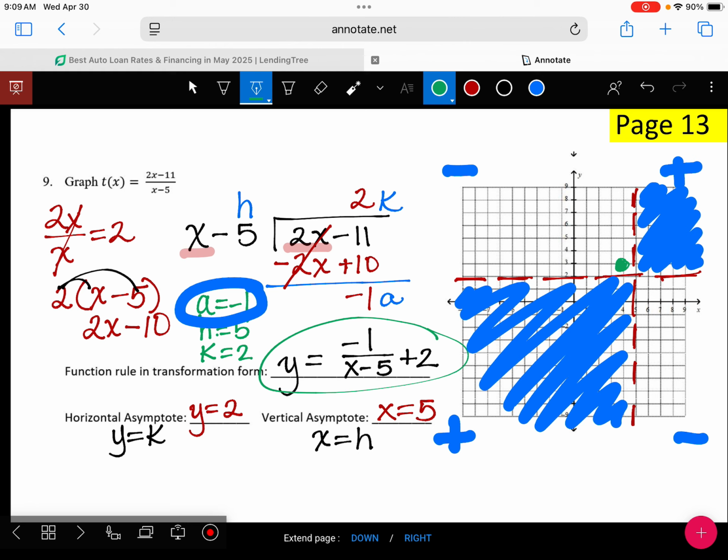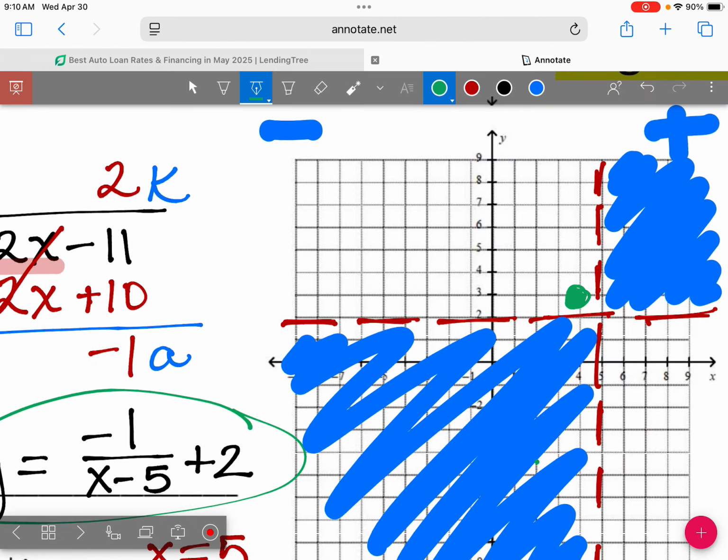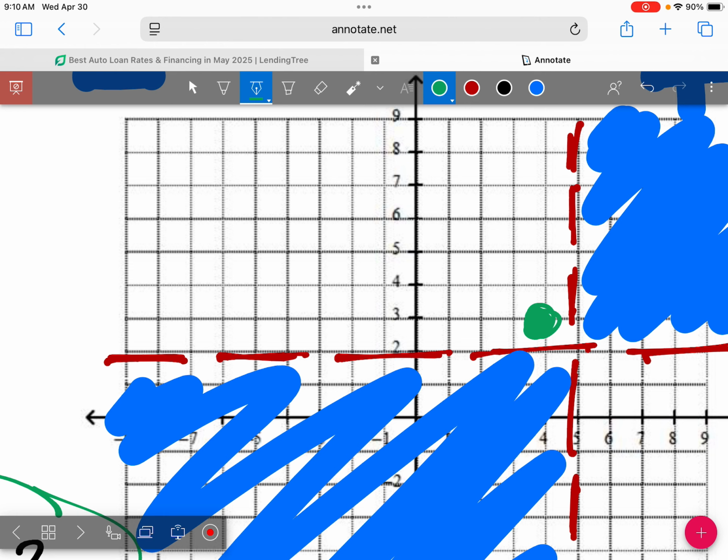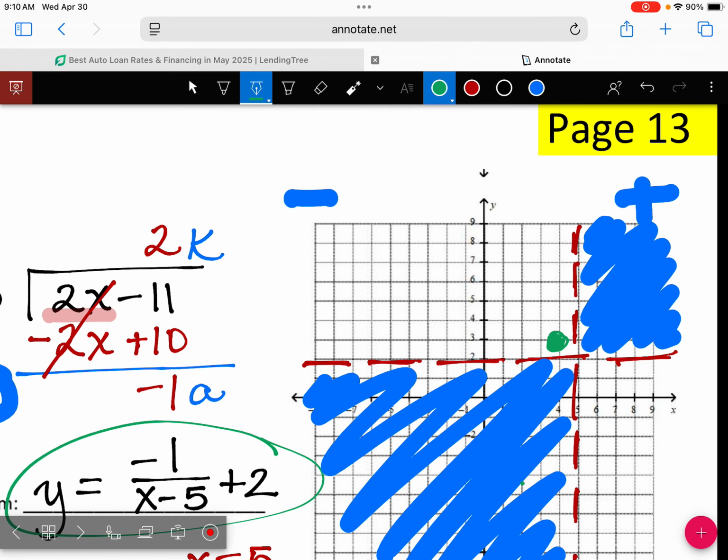Now, I just finished looking at the test. I want to go over something that's on the test. So let me zoom in really quickly. This point that I put down is at x is 4, y is 3. I want to talk about that.